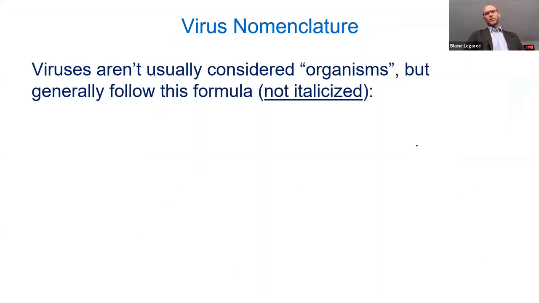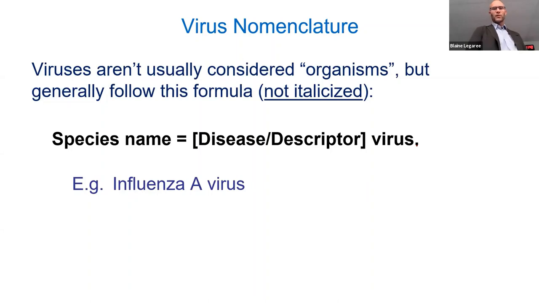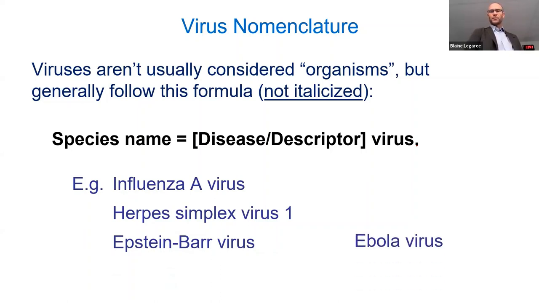So what about naming viruses? Viruses are not usually considered organisms, but they usually follow a general formula, and they're not usually italicized: some sort of descriptor, and then the word virus. Here are some examples. Influenza virus; there are actually three types, A, B, and C, so sometimes it's called influenza A virus. Herpes simplex virus 1 is the one that usually gives people cold sores, sometimes genital herpes. There are two types, so it has a 1 or a 2 in front of it. Epstein-Barr virus: the descriptor is the name of the scientist who studied it.